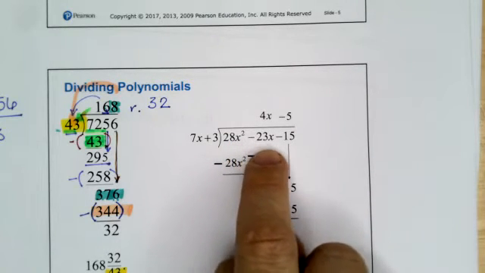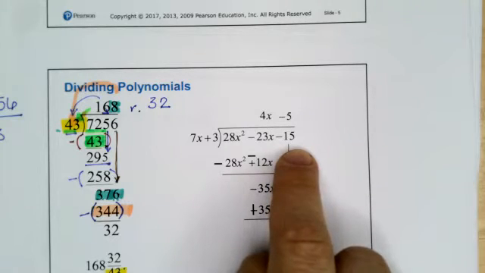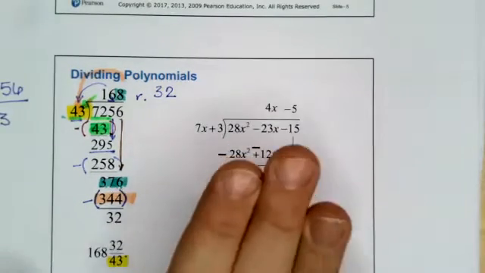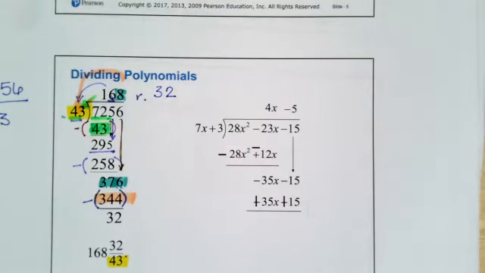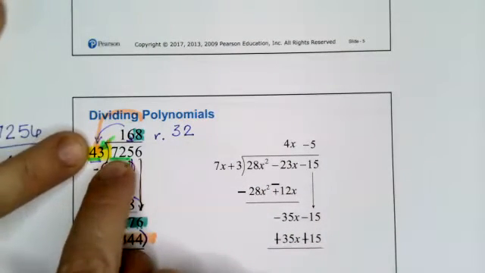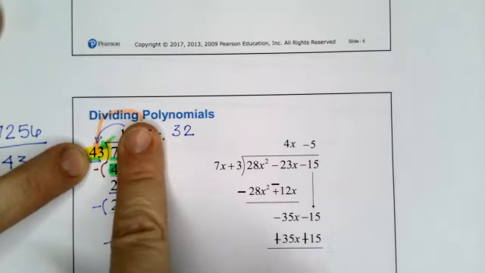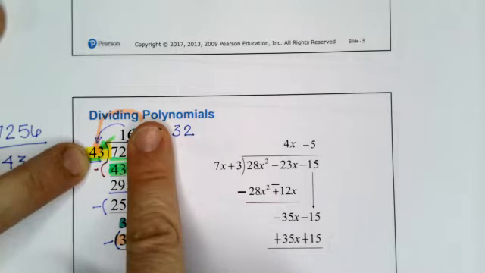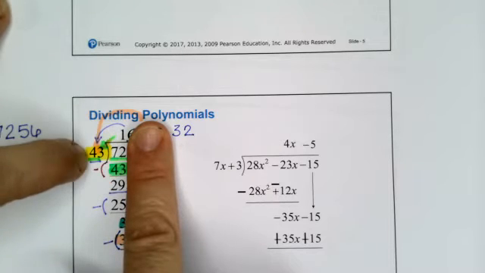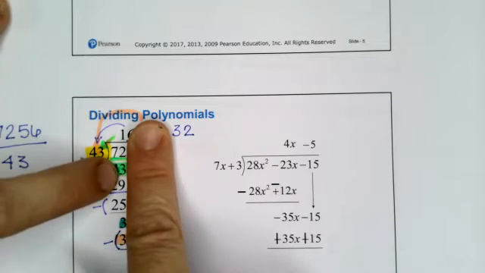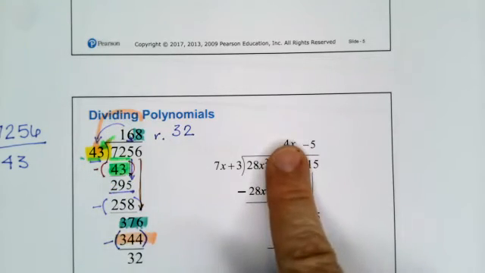Now we're going to take 28x squared minus 23x minus 15, and we're going to divide it by 7x plus 3. Okay. These are the same skills for this problem. You are still going to want to look at, so here we looked at 7 and 43. We couldn't use 7 and 43, so we went to the next term. So we started with 7. It's too small. 72, that's big enough. 43 goes into 72 one time. 1 times 43 is 43, right? Exact same thing here, okay?